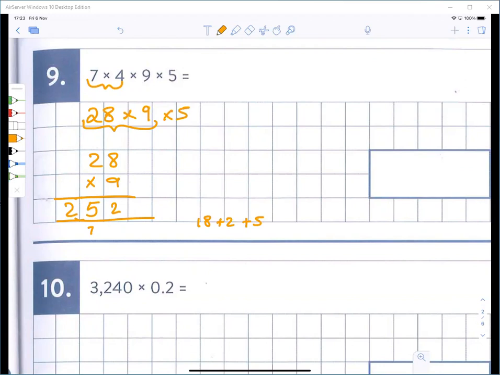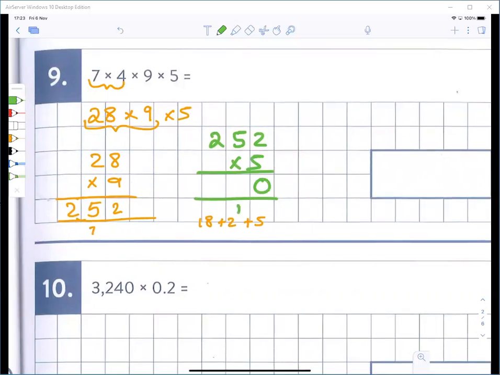Now, what do you do next in the next part of the calculation? Then you times that by 5, which is the leftover part of the question. So we do 2 steps. 5 times by 2 is? 10. 5 times by 5 is 25, add 1 is? 26. And 2 times by 5 is 10, add 2 is? 12.